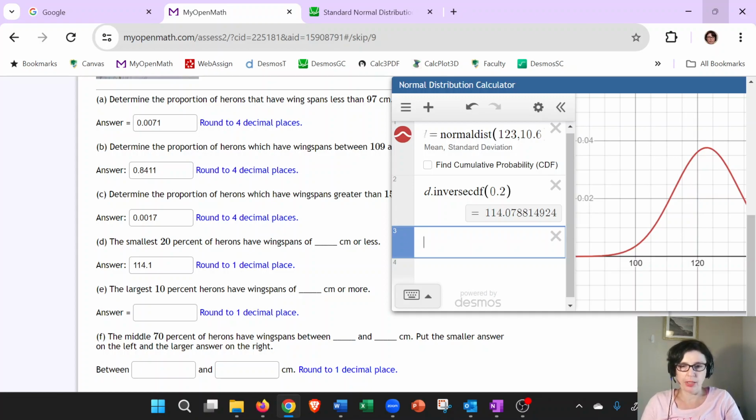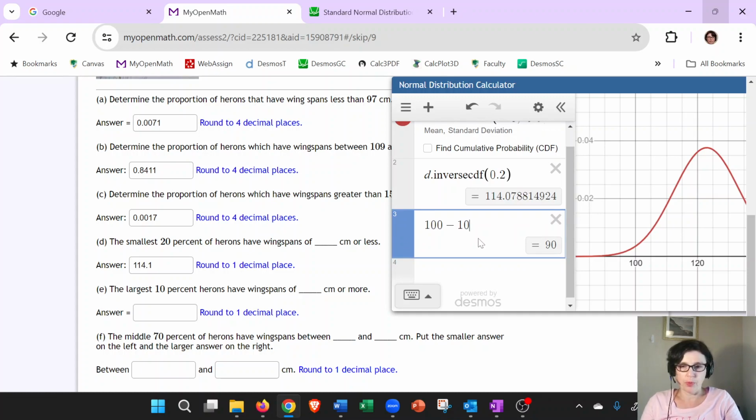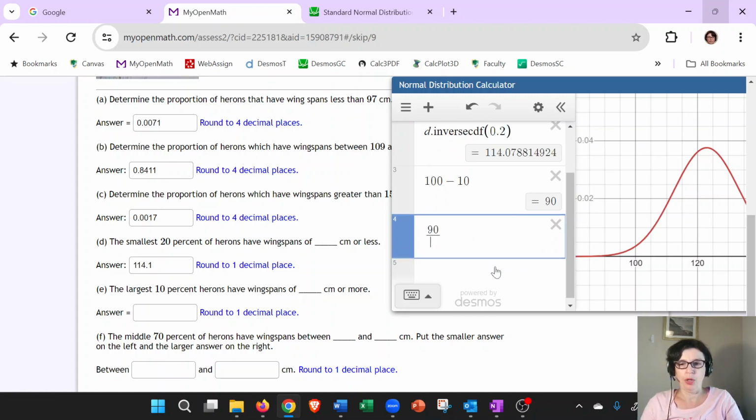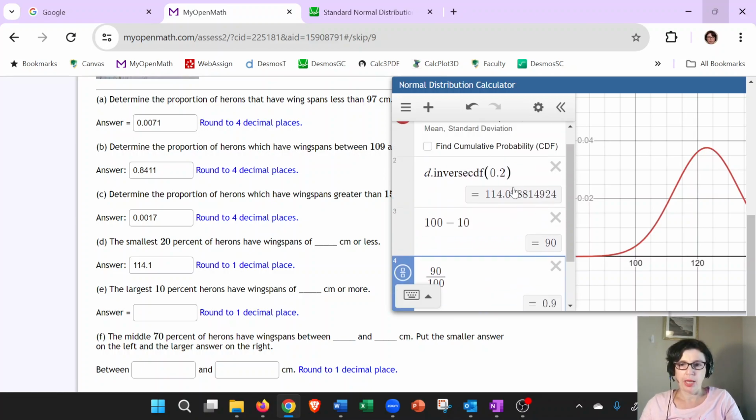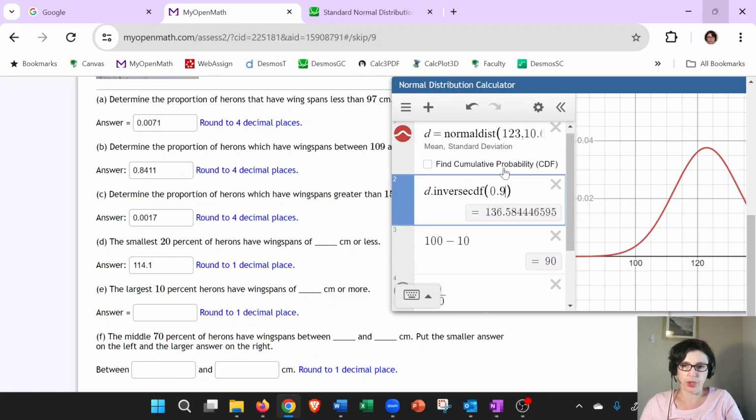So how do I know that? I'm just going to subtract 10 from 100 and I get 90. So at this point, I will also go ahead, divide it by 100 and pass that to the inverse function. So that'll give me 136.6.